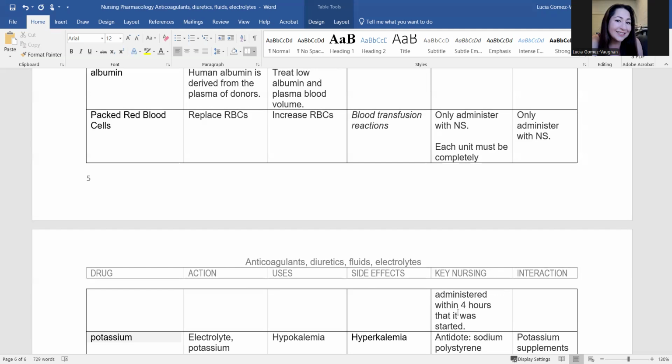So, packed red blood cells come from donated blood. You give it for blood volume loss, like if they are bleeding from an injury, or bleeding from a GI bleed, or if a woman is bleeding postpartum, you may anticipate giving packed red blood cells. And you only give it with normal saline, and each unit must be complete within 4 hours.